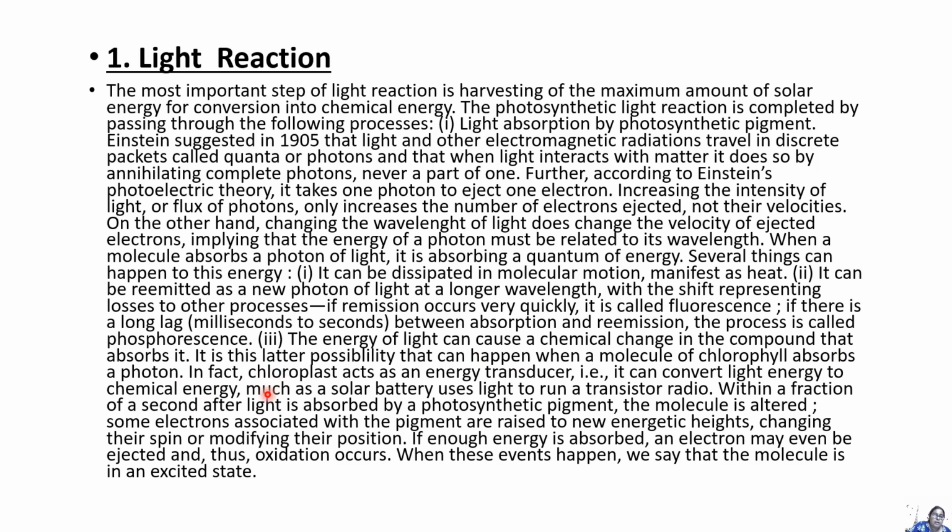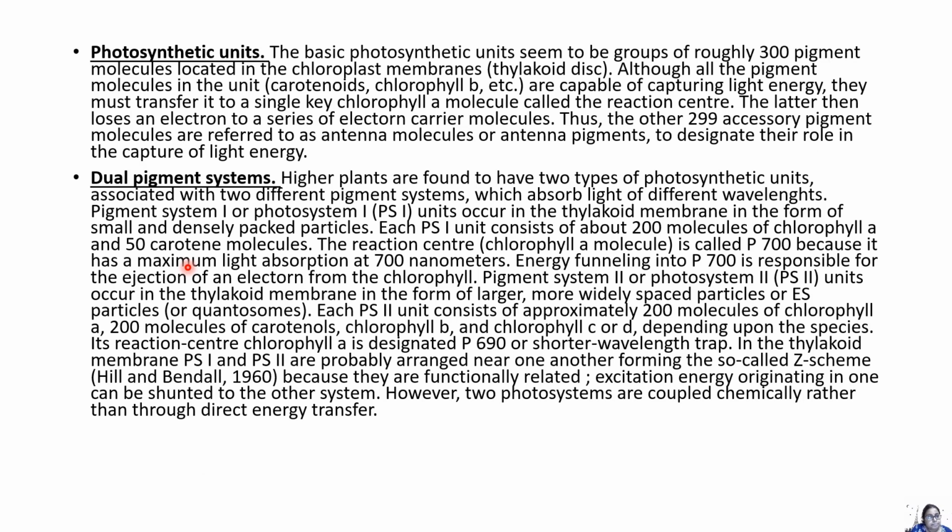So in fact, chloroplast acts as an energy transducer. That is, it can convert light energy to chemical energy, much as a solar battery uses light to run a transistor radio. So within a fraction of a second after light is absorbed by a photosynthetic pigment, the molecule is altered. Some electrons associated with the pigment are raised to new energetic heights, changing their spin or modifying their position. And if enough energy is absorbed, an electron may even be ejected, and thus oxidation will occur. So when these events happen, we say that the molecule is in excited state.